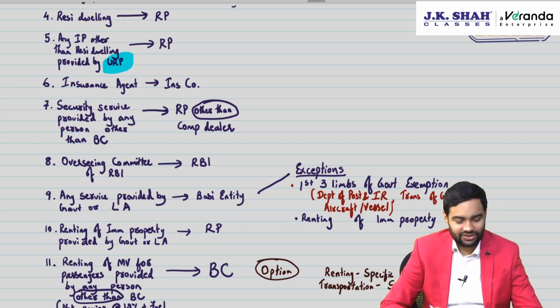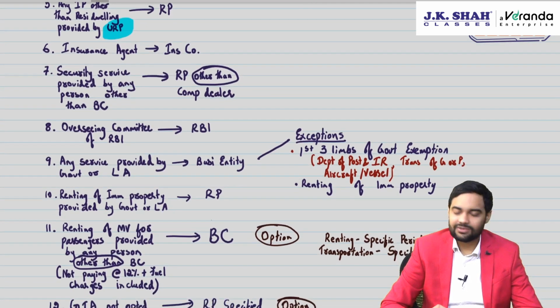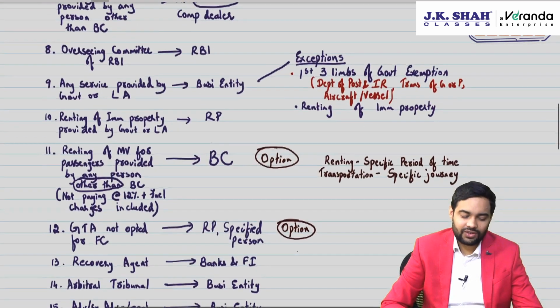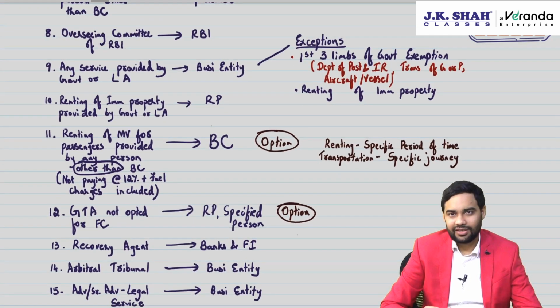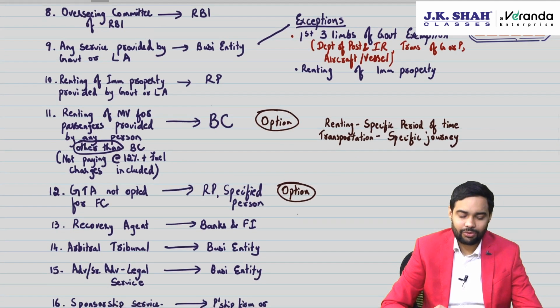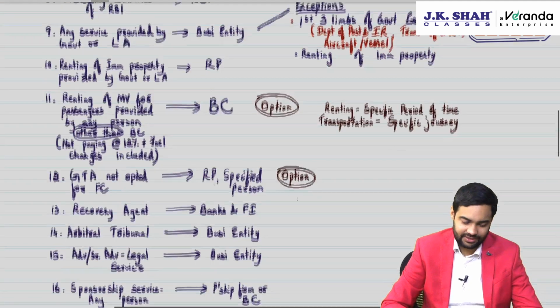Insurance agent to insurance company. Security service provided by any person other than body corporate to registered person other than composition dealer. Overseeing committee of RBI to RBI. Government or local authority to business entity. And government has also clarified that wherever government or local authority is mentioned, it will also include court, tribunal, state legislature and parliament. Renting of immobile property by government to registered person.